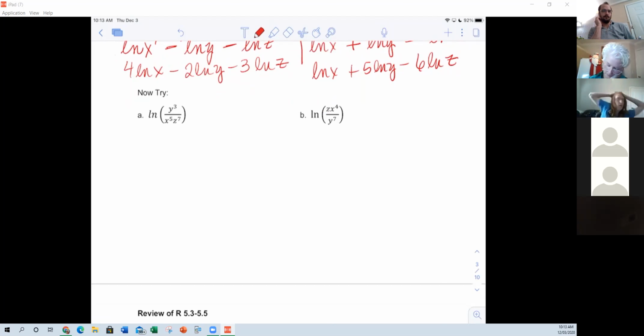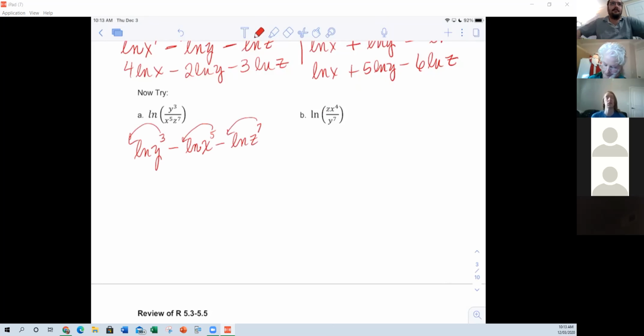Okay, so first you have to worry about y cubed, so do ln y to the power of 3. And since the x and the z are on the bottom, it would be subtraction, or negative. Yep. So log x to the power of 5 minus log z to the power of 7. Good. And then that's when you move all the exponents to the front of each log. Great, thank you.